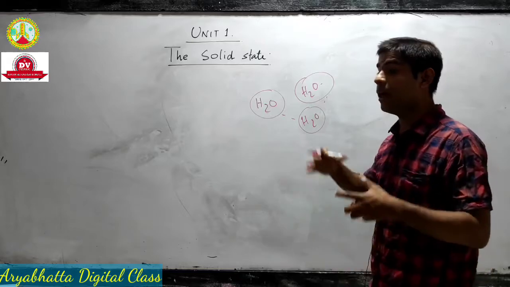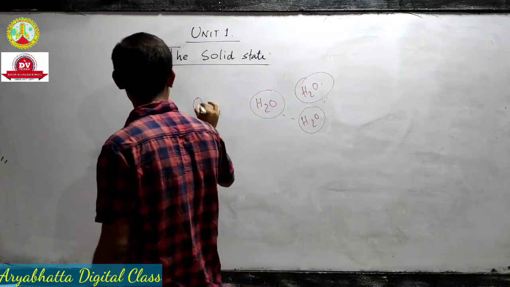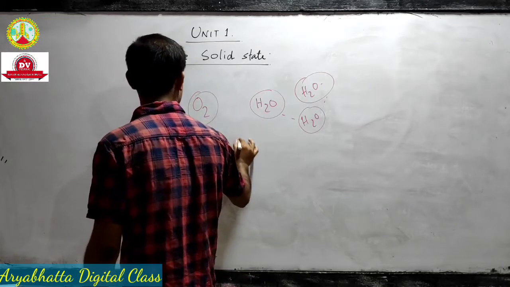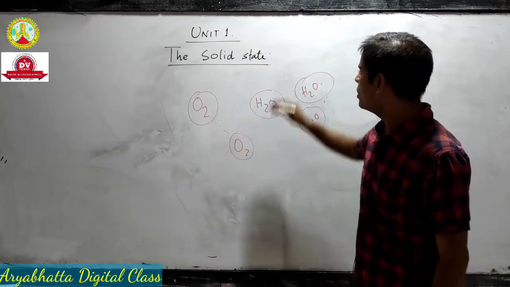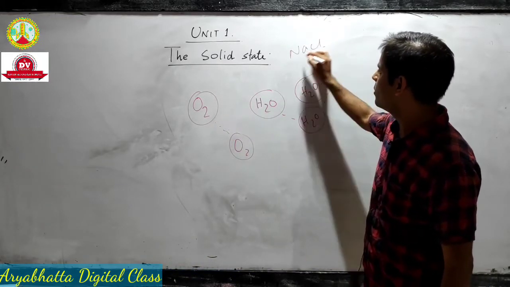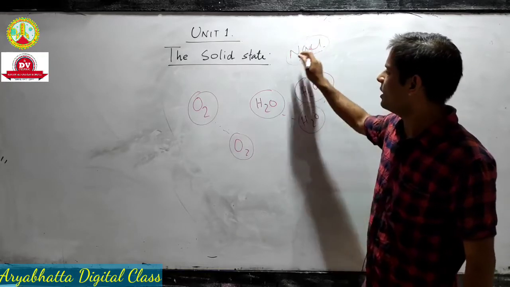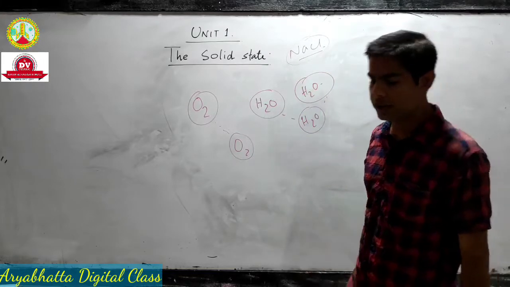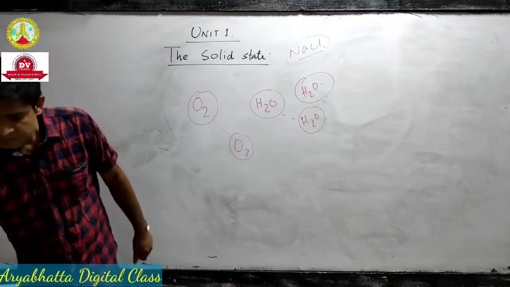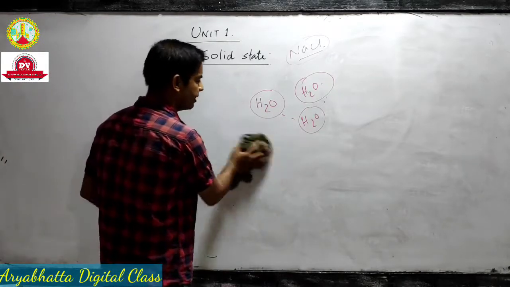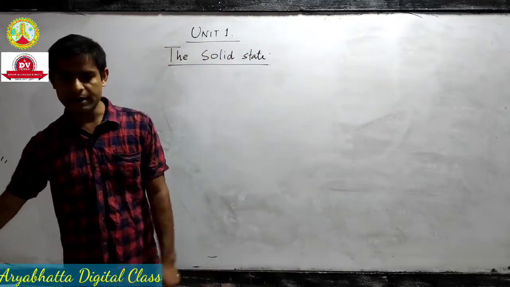And the way water molecules interact with each other, oxygen molecules won't interact in the same way. Or suppose I take sodium chloride, the common salt that we use in the kitchen, it also does not interact in the same fashion. So they all have different intermolecular interactions, and depending on these intermolecular interactions, the physical state of a matter depends.